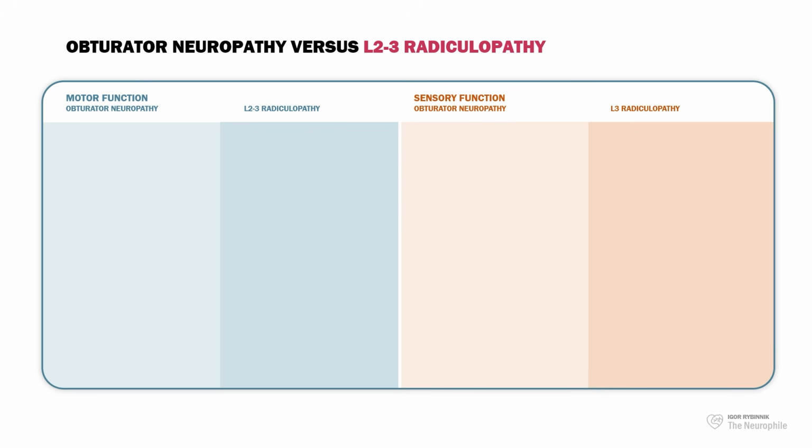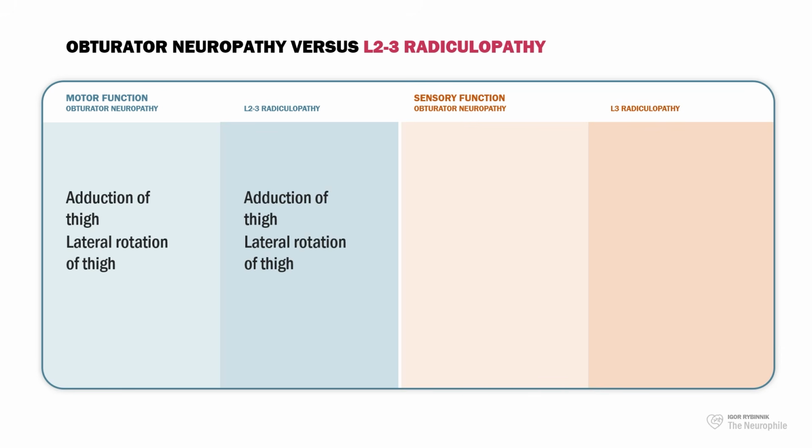Obturator nerve injury usually results from pelvic trauma, pelvic surgery, or compression by a hematoma or mass. So you'd be looking at pelvic imaging to make the diagnosis. L2, L3 radiculopathy is often caused by lumbar disease, disc herniation, foraminal stenosis, degenerative changes, so you'd need an MRI of the lumbar spine. Now, in both cases, you'll see weakness in thigh adduction.